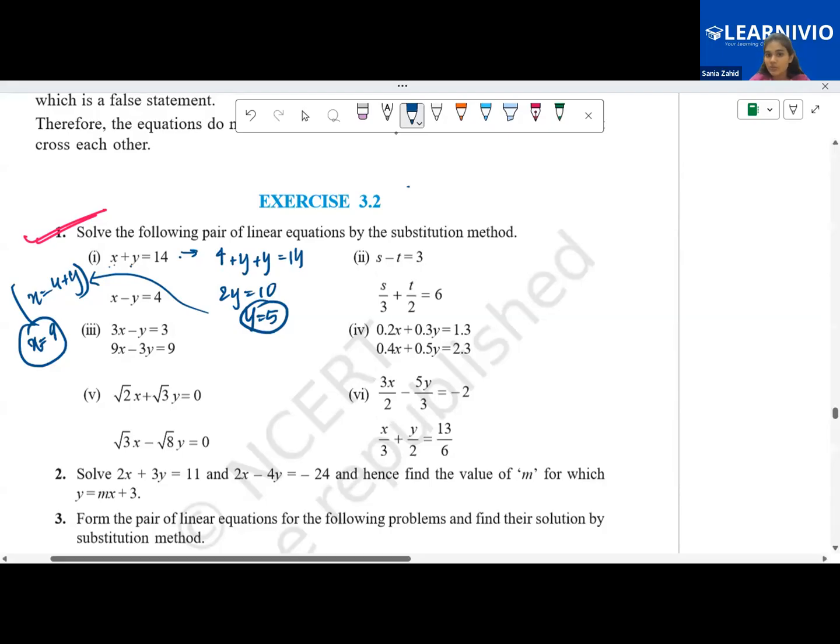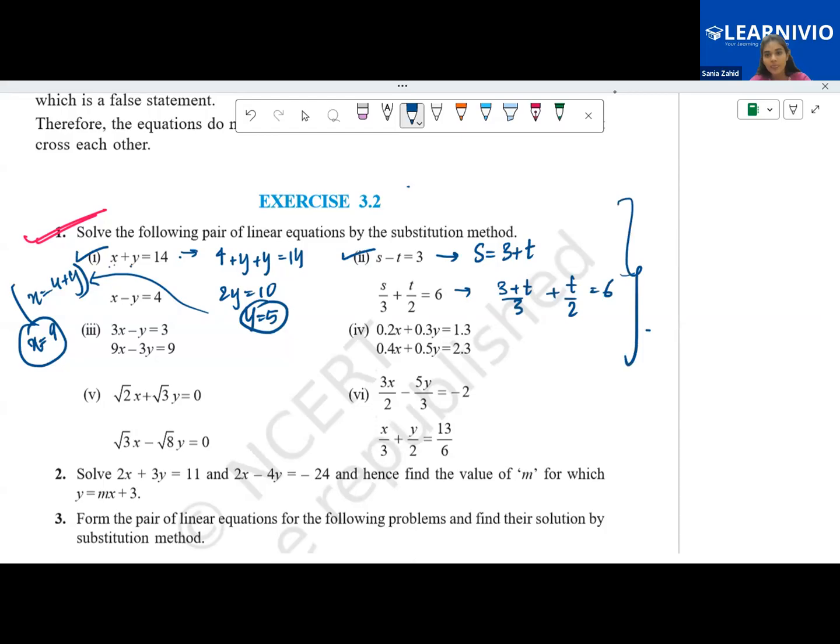In the next one, can you tell me which equation shall I take? S for the first one. S minus t is equal to 3. So I'll take this equation, I'll take the variable s. For the value of s, I get 3 plus t. Now I will substitute it over here. So (3 plus t) by 3 plus t by 2 is equal to 6. Right? Yes. So now I will find my answer.